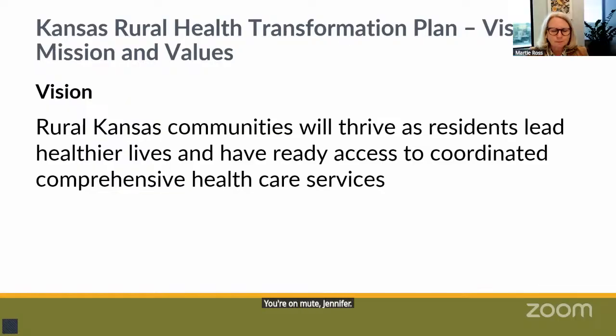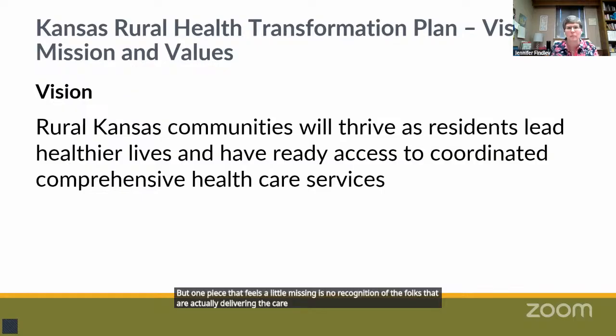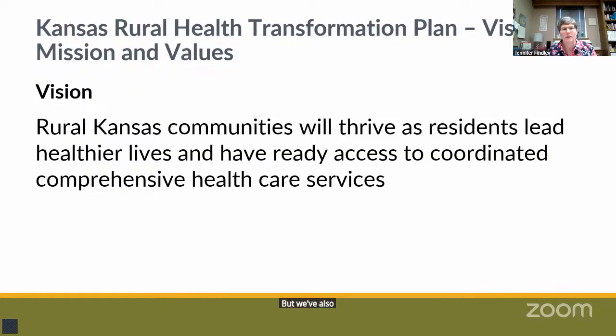Sorry. I think there's a lot of great components to this statement. But one piece that feels a little missing is no recognition of the folks that are actually delivering the care. So we've got to have healthy people, but we've also got to have healthy systems.